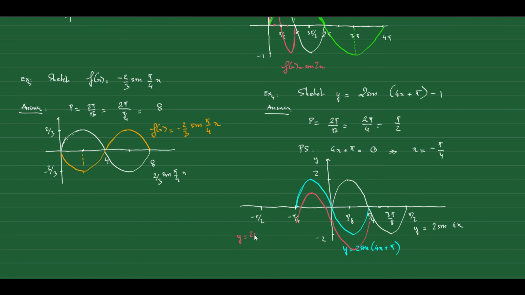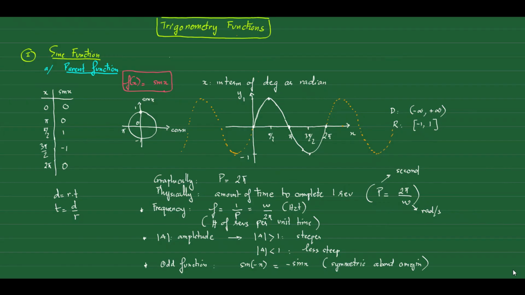So what we have is y equal to 2 sine of 4x plus pi, minus 1. There you go. That's how you do the transformation concept to sketch the sine function. Pretty easy, huh? Very easy. Alright, that's all for the sine function.